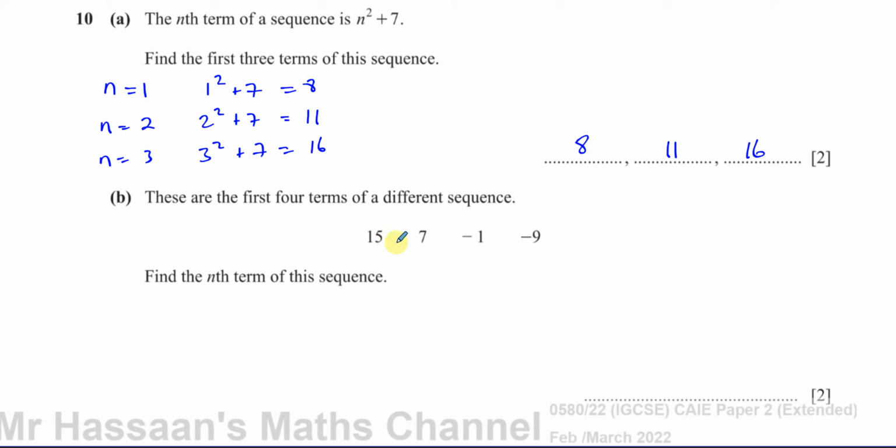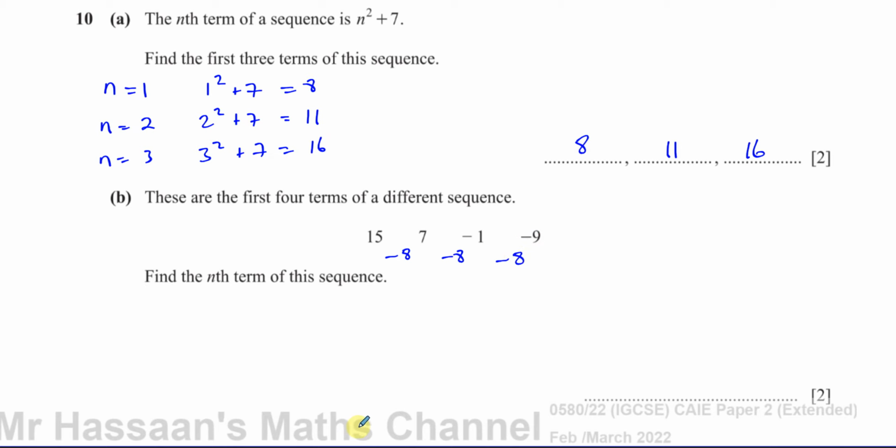And here we can see that from 15 to 7, you have to subtract 8. And then if I want to go from 7 to negative 1, I have to also subtract 8, because I've got to go to 0 first, at 7, and then another one, subtract 8. And again, from going from negative 1 to negative 9, again I have to subtract 8 again.